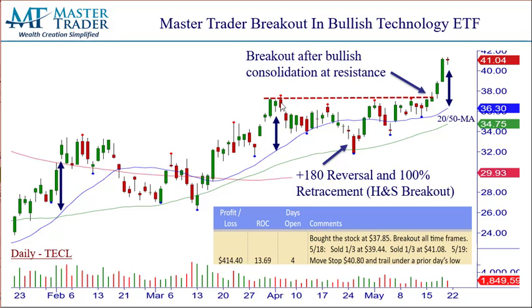This is TECL. It's a levered bullish technology ETF. This is our daily chart, and notice how simple every one of our charts is: red and green candlesticks, color-coded volume. We use moving averages just to help speed up the analysis on the trends of short, intermediate, and longer term.